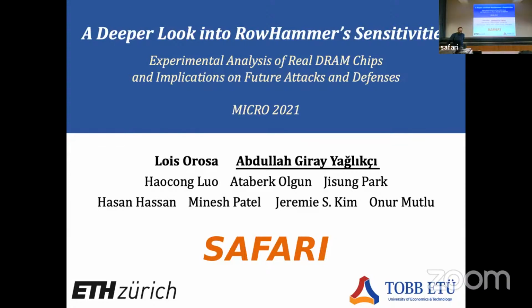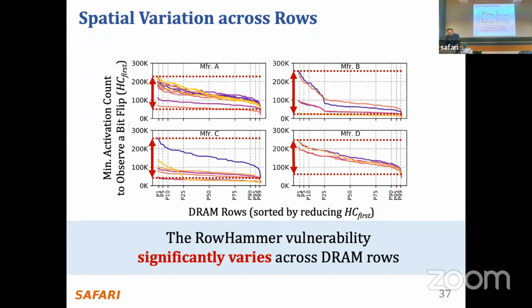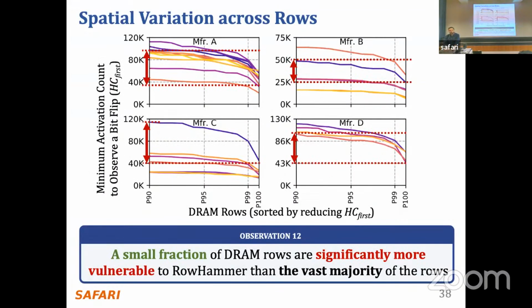Okay. So you show that the HC first of most rows is higher than normal, right? Like 90% have 2x HC first. Can we use some already implemented error mitigation mechanisms to mitigate those 10% of rows? For example, can we use ECC to mitigate those errors on the lower HC first rows?